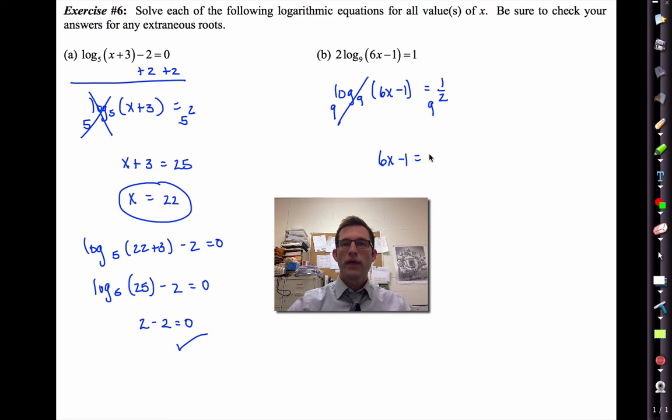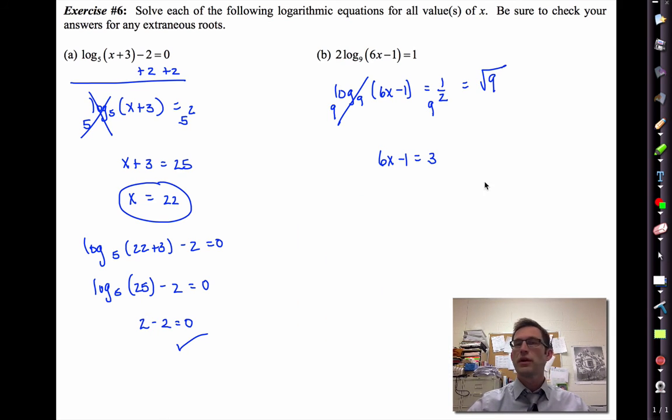Now 9 to the 1/2, well that's 3, right? That's just equal to the square root of 9, which is 3. Not plus or minus 3, just 3. Then of course we get 6x equals 4, and x equals 4/6, or 2/3.